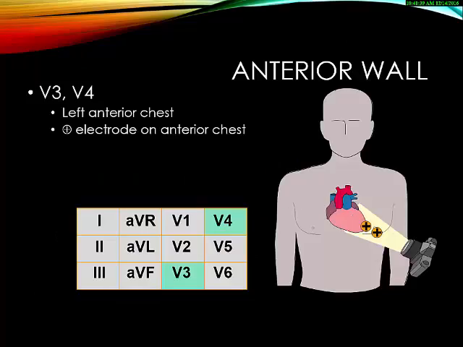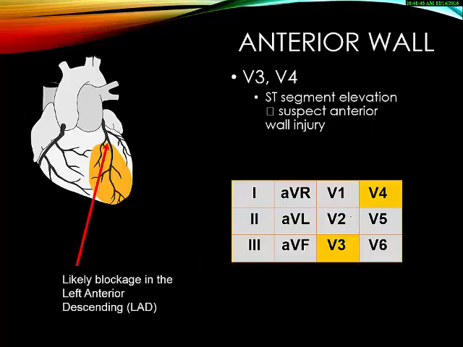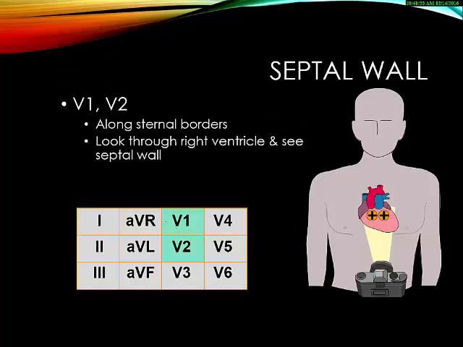V4 and V3 look at the anterior, so the front wall of the heart right here. This is what we're looking at with V4 and V3. And usually in the anterior, we're going to have a left anterior descending blockage. So somewhere in that vessel, and then you have a blockage down here, and now you have an affected cardiac muscle in this area. And V1 and V2 are your septal. So this is going to be looking at the center wall of your heart.